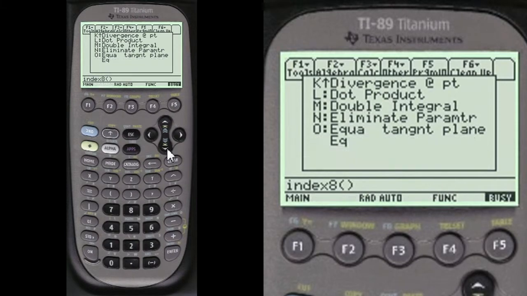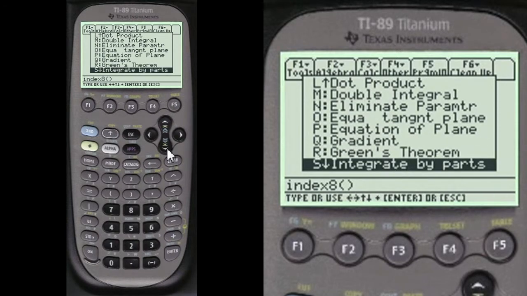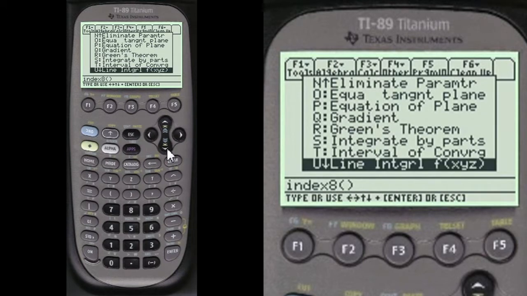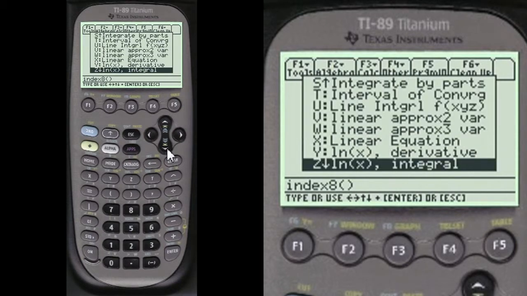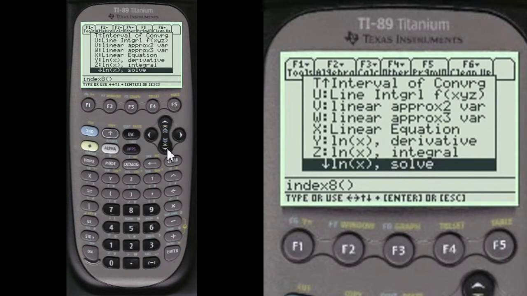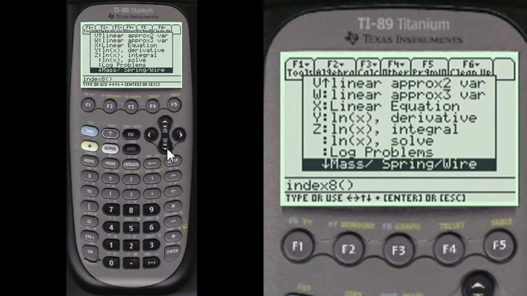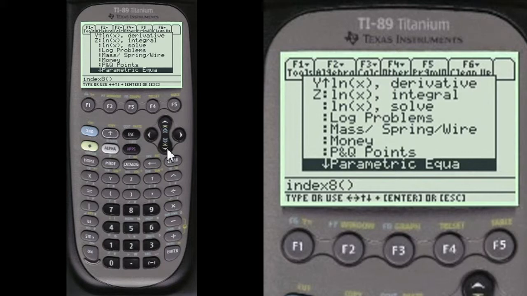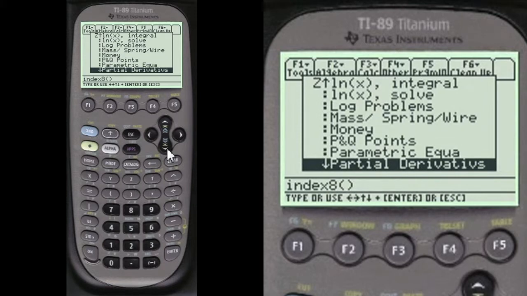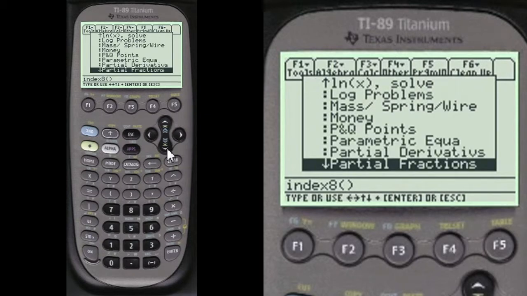Disk method, divergence at a point, dot product, double integral, eliminate the parameter, equation of a tangent plane, and equation of a plane. Gradient, Green's theorem, integration by parts, interval of convergence, line integral f of x, y, z, linear approximation, 2 variables, linear approximation, 3 variables, linear equation, natural log of x, the derivative of that, natural log of x, the integral, natural log of x solving for x, and then log problems.